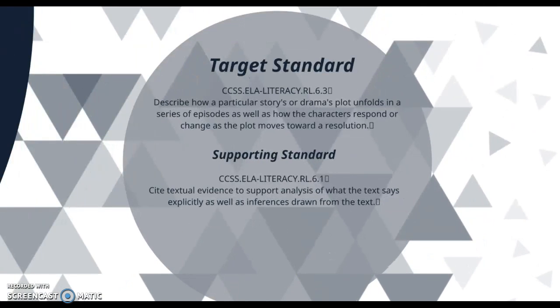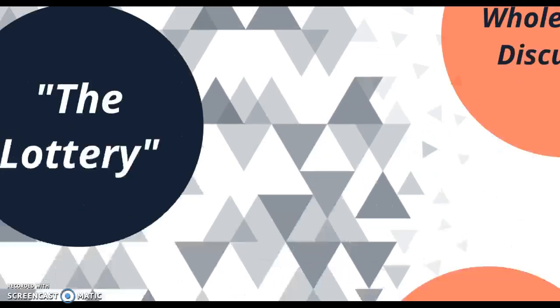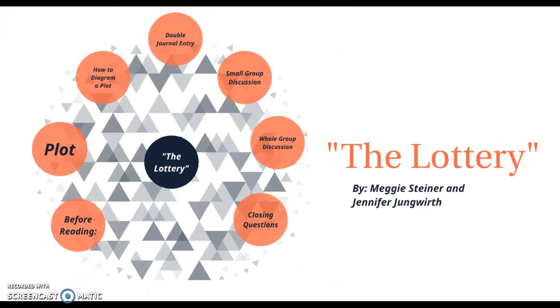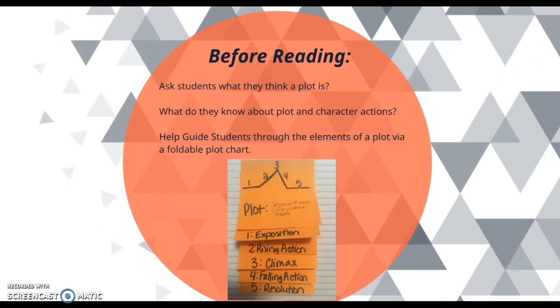The target standard we'd be meeting is describing how a particular story or drama's plot unfolds in a series of episodes, as well as how the characters respond or change as the plot moves toward a resolution. A supporting standard for this lesson would be citing textual evidence to support an analysis of what the text says. As students read The Lottery, it's important to note that there could be some advanced vocabulary as well as controversial topics in the short story, such as death and the society structure.